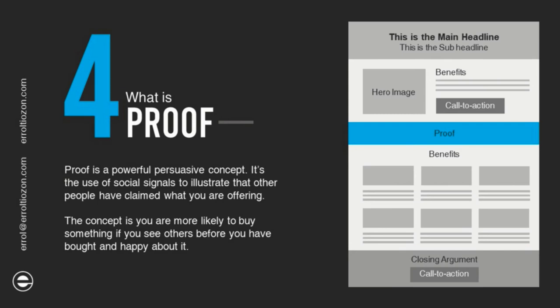And this is a powerful persuasive concept. So basically, it's the use of social signals to illustrate that other people have claimed what you're offering. So it could be in the form of a testimonial, a video testimonial, comments, or maybe the logos of the media companies that you were featured in. So the concept here is that you are more likely to buy something if you see others have bought it as well and have been happy about it.